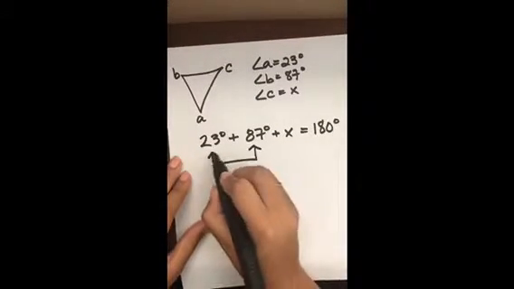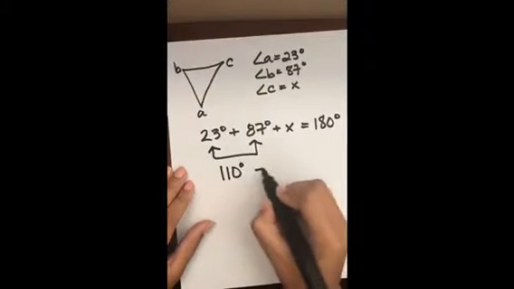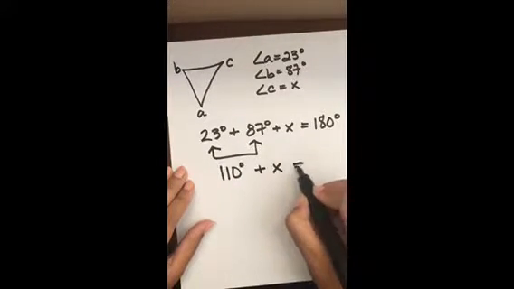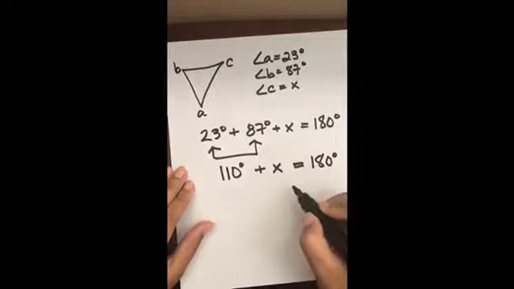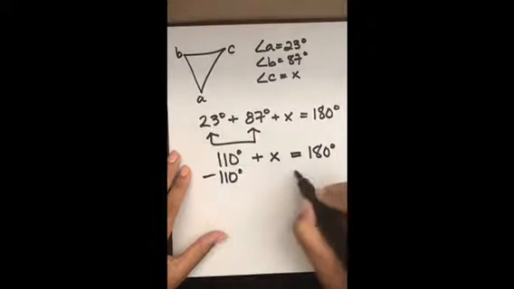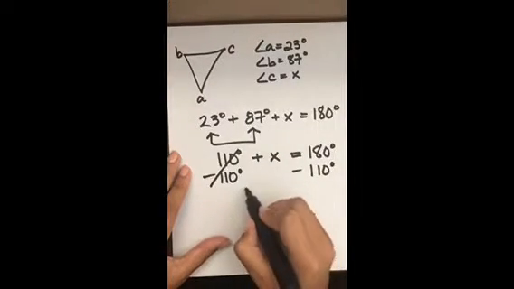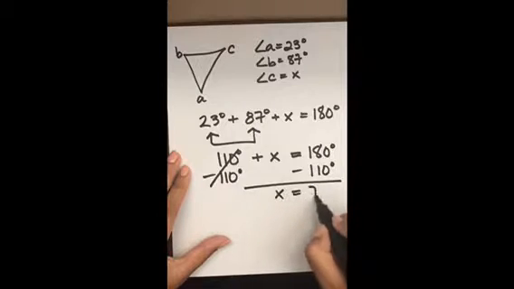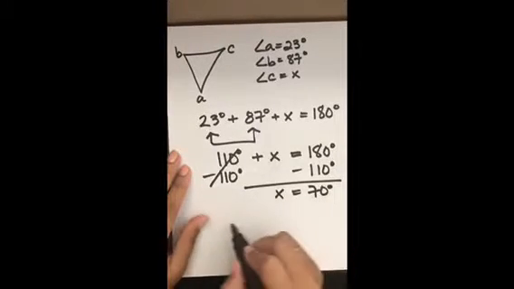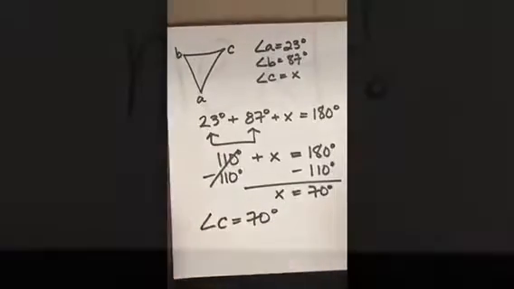Combining like terms, we combine 23 and 87 degrees, which totals to 110. Add x and have it total to 180. To solve for x, we will then subtract 110 degrees from both sides of the equation. This side cancels out, and we are left with x equals 70 degrees. This is the missing measurement angle of angle C.